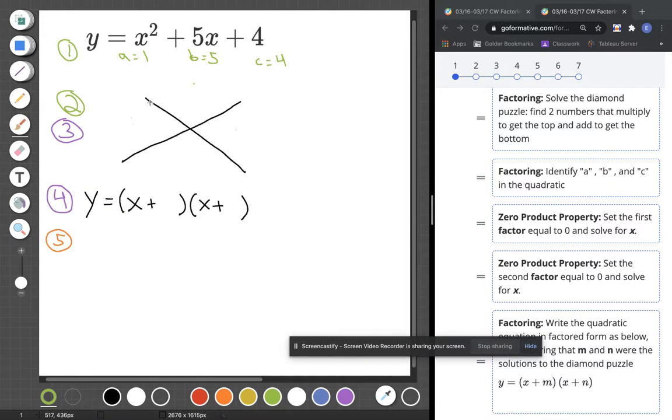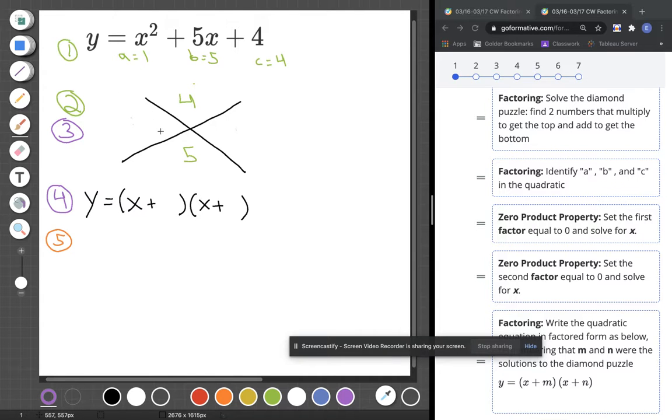Our second step is we have to set up our diamond problem. Well, how do you set that up? Well, remember in the top goes a times c, and in the bottom is going to go b. So I'm going to erase that so we don't get confused, but a times c will be 1 times 4. So 4 goes in the top, and then 5 goes in the bottom. Okay, now we need to solve our diamond problem. So third step, solving the diamond problem.